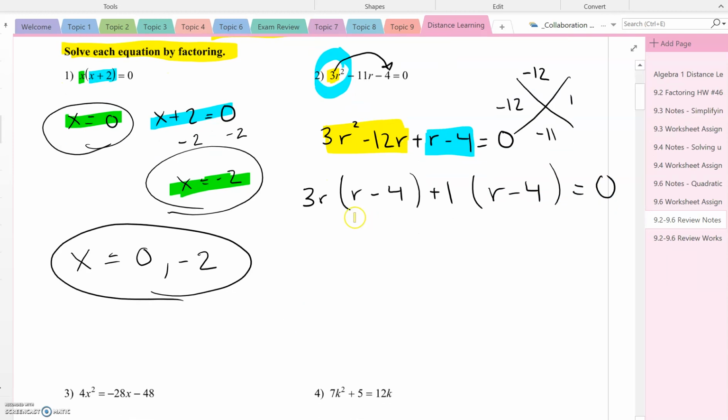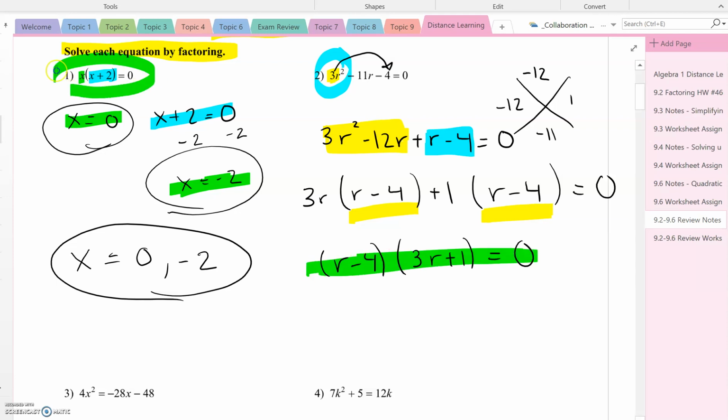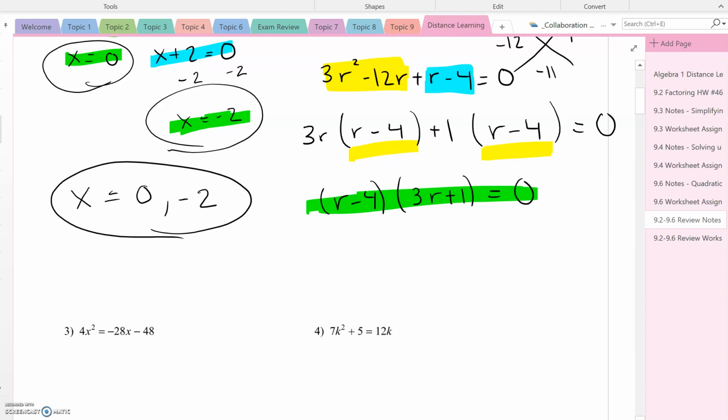Okay, so luckily for us, we got the same thing inside the parentheses. So that means that is our greatest common factor. And if we multiply it by 3r plus 1, we will get the quadratic equation that we started with. So all these steps that we did above got us to the same format that we were in when problem 1 started. So now we just need to do the steps that we did in problem number 1. So if we have 2 factors and they multiply together to equal 0, that means one of them must be 0. So we're going to set both of them equal to 0 and solve for r.